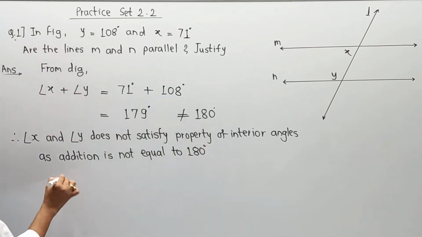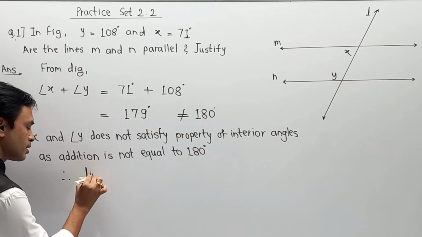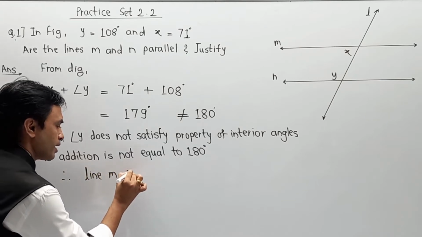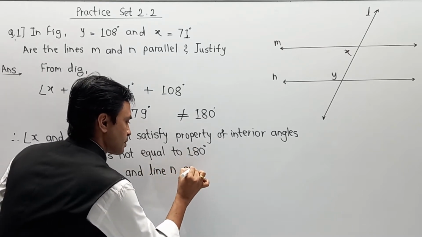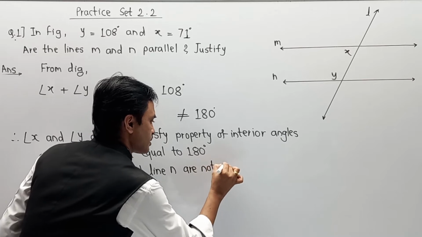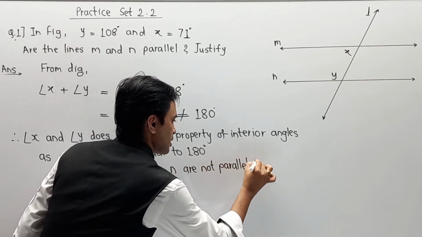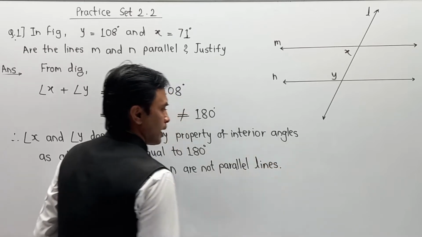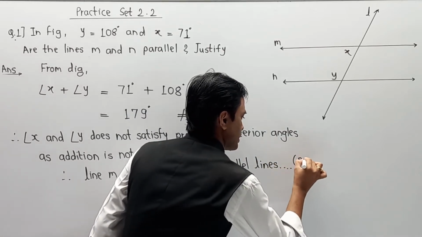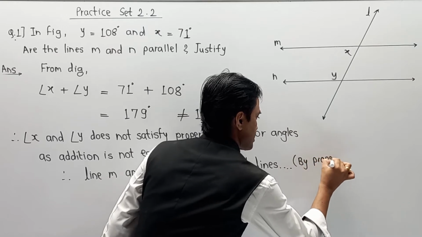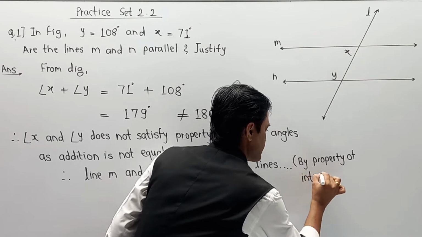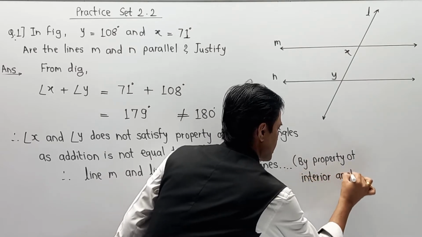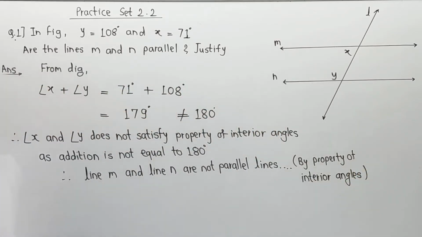Therefore we can say that line M and line N are not parallel lines. And the reason is by the property of interior angle theorem. And in this way, we can simply complete this numerical.